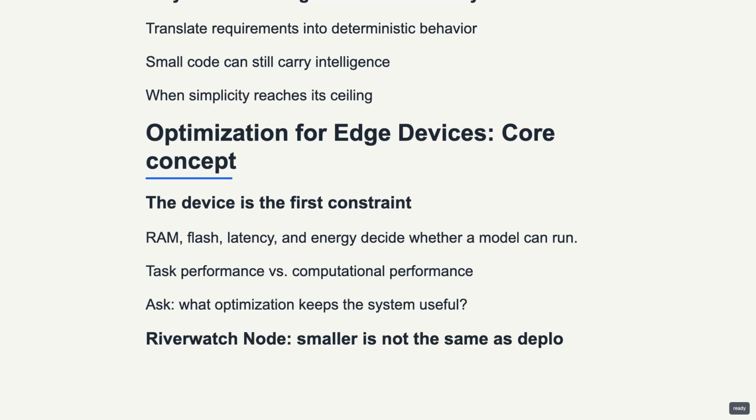The Riverwatch node makes the distinction concrete. A tiny model can still be the wrong solution if the whole sensing and inference path is too heavy for a low-power device to keep running in the field.